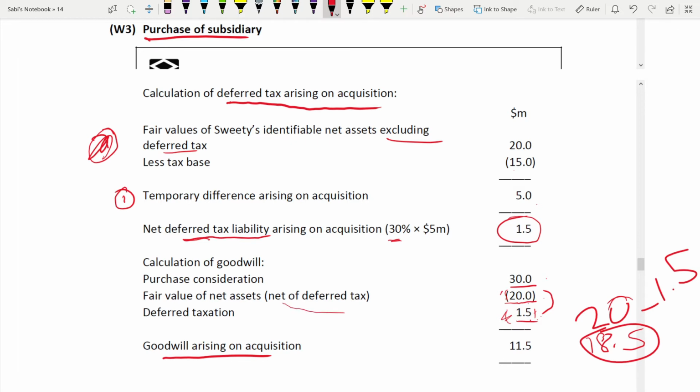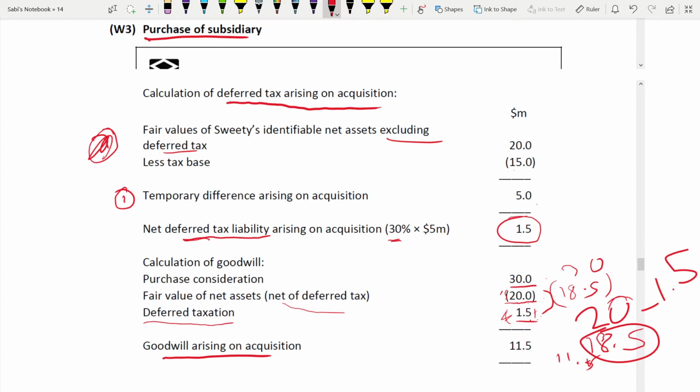Another way a candidate might say: why not take 20 and deduct 1.5 and take 18.5 here only and deduct that only from 30, because the result is the same. You will get 11.5 only. You cannot do that. You cannot net it off like that. You have to show it separately, as a separate item. You will get marks for it. You cannot put it under the fair value of net assets and then deduct it. Maybe you can do, but those marks you will not get. It's better to show it separately like this. It's always safe to do it. Whenever there is a chance to net it off or show it separately, show it separately. Okay.